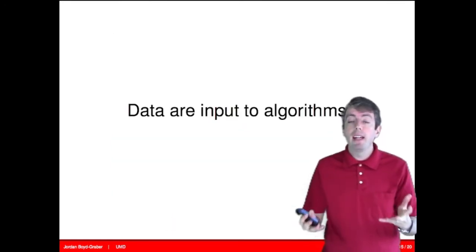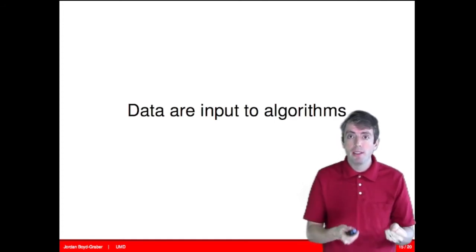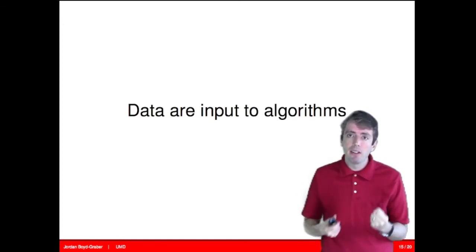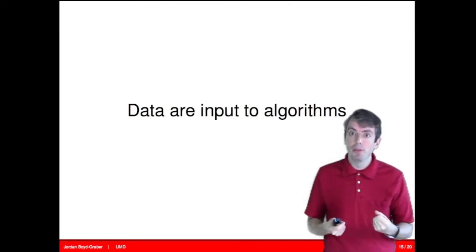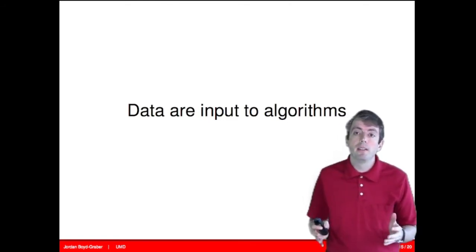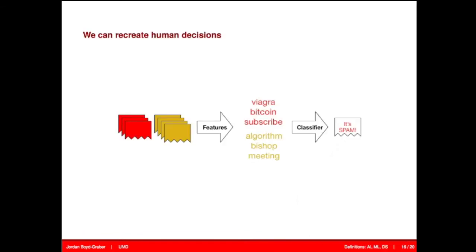We have all of this data out there, but it is useless to humans in its raw form. We need algorithms to process these data efficiently and to do something useful with them. The standard ways of using these data is to recreate human decisions. We'll talk about a variety of algorithms to do this.